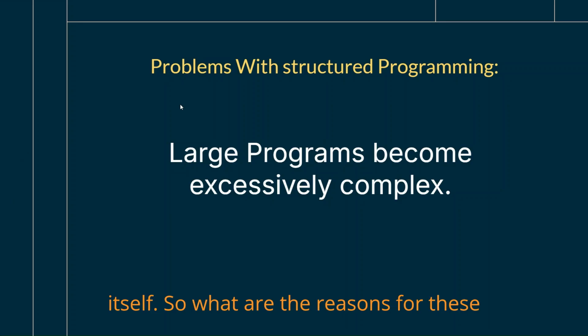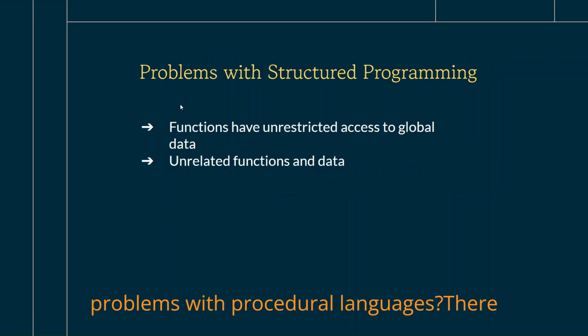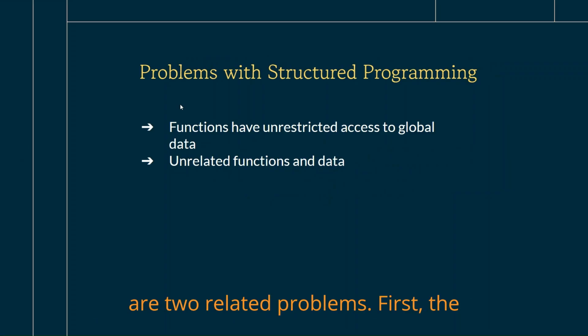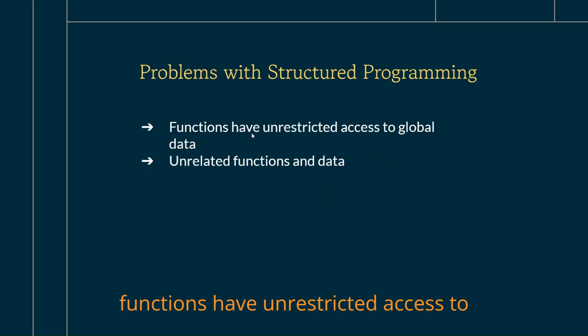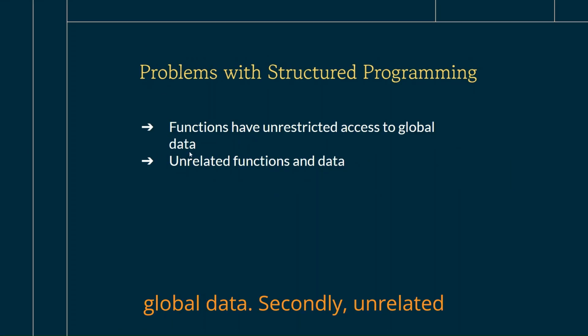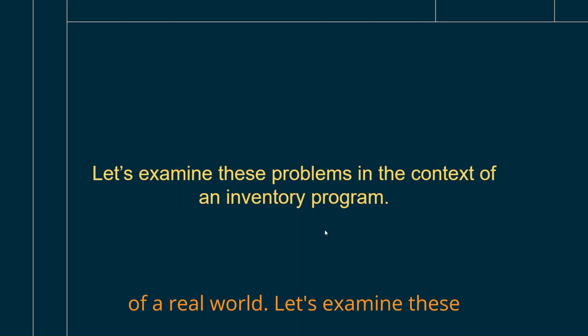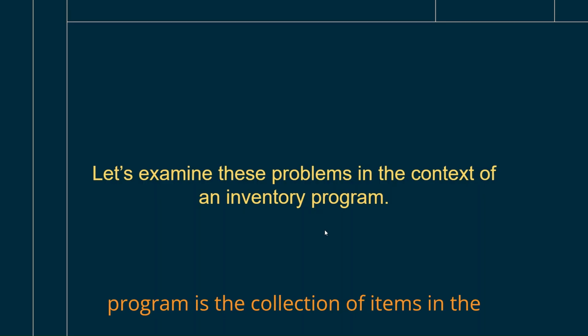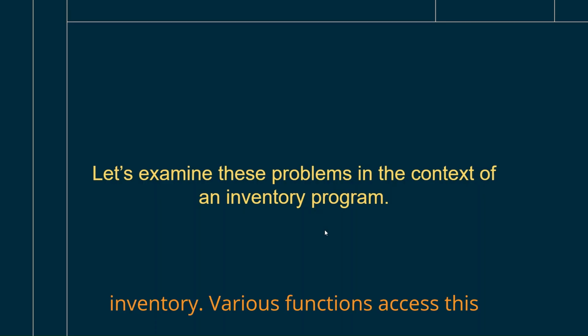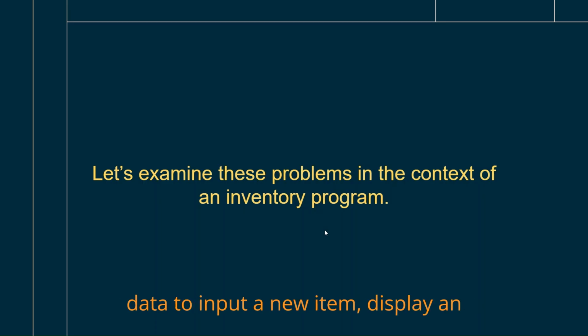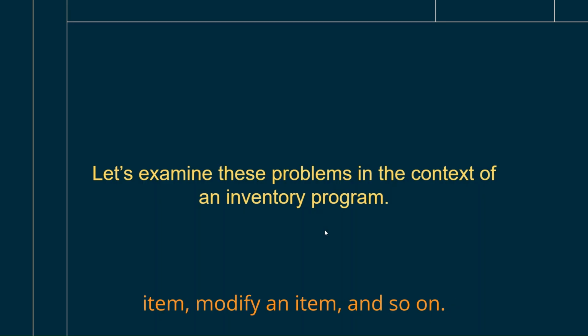So what are the reasons for these problems with procedural languages? There are two related problems. First, the functions have unrestricted access to global data. Secondly, unrelated functions and data, the basis of the procedural paradigm, provide a poor model of the real world. Let's examine these problems in the context of an inventory program. One of the important global data items in such a program is the collection of items in the inventory. Various functions access this data to input a new item, display an item, modify an item, and so on.